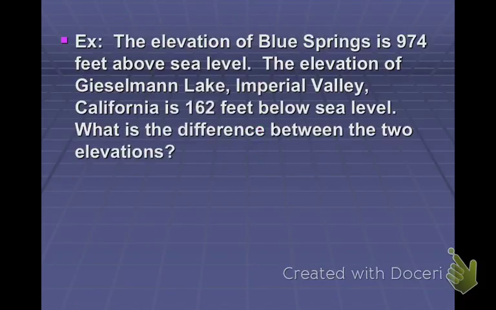All right, last thing. It says elevation of Blue Springs is 974 feet above sea level. Elevation of Geiselman Lake, Imperial Valley, California is 162 feet below sea level. What is the difference between the two elevations? All right, first day of math class and we give you a word problem. Gosh, what is he doing? Where are we at? What are we thinking?